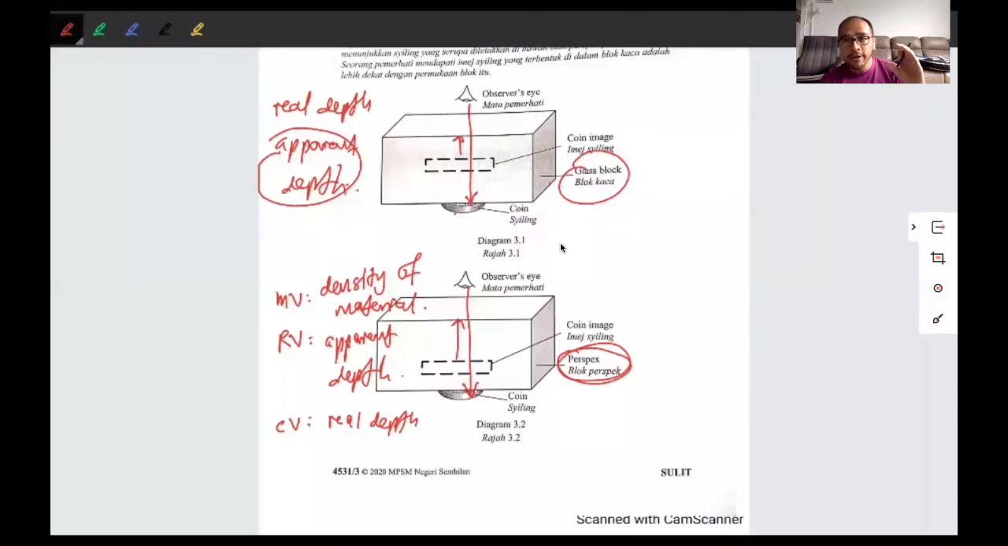The manipulated variable is the density of the material, because you change the material: glass block, perspex. The RV is the apparent depth and the CV is the real depth. You always make sure that the real depth is the same. What changes is how you observe.